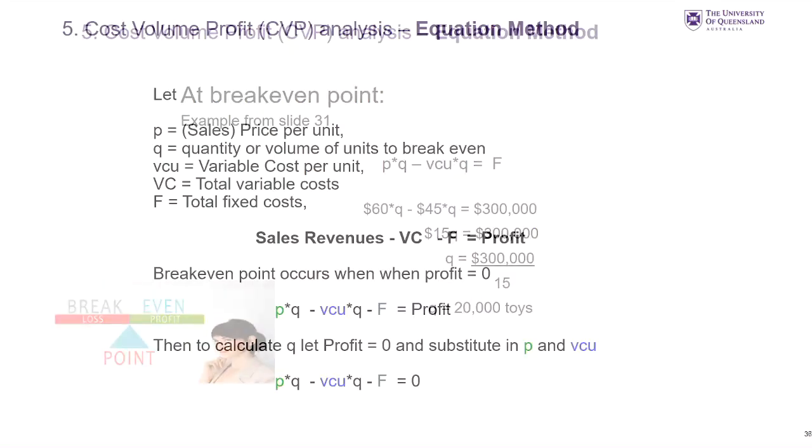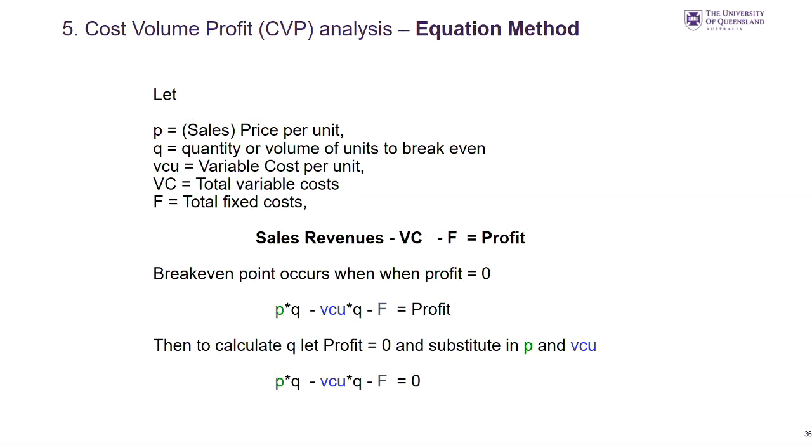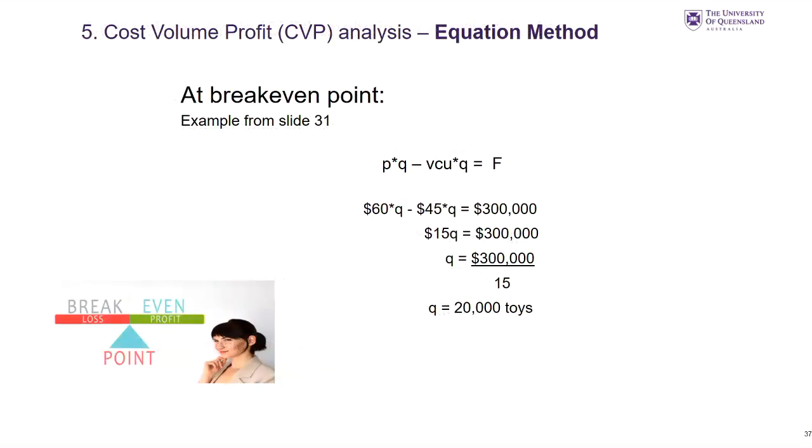So from the previous slide, all we've done is we've added fixed costs to both sides. So the effect of that is the fixed costs now are on the right-hand side of the equation. So now we are substituting in the numbers that we know. So we know the sales price is $60, we know our variable cost per unit is $45, and we know our fixed costs are $300,000.